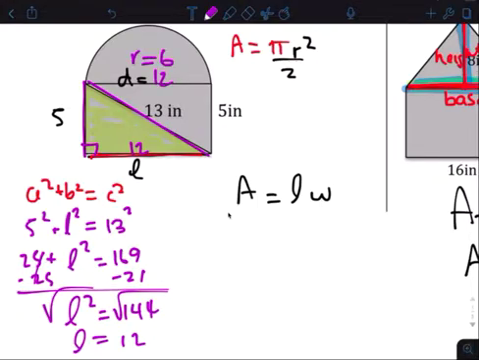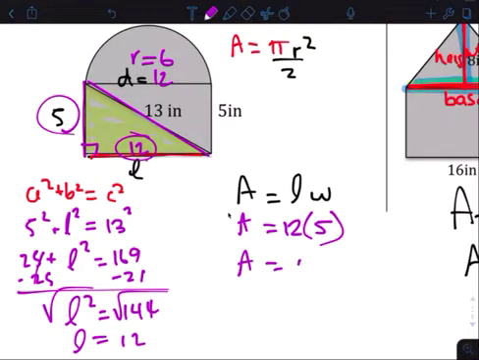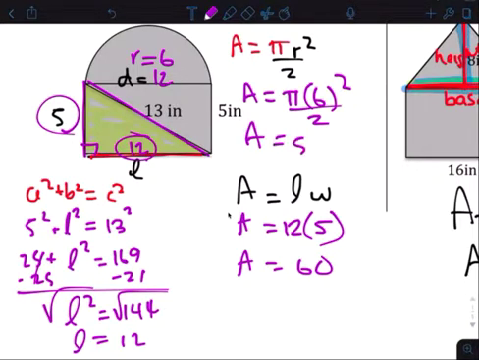Therefore, the radius is 6. So the length and width is 5 times 12, or 12 times 5, whichever way you want to look at it. So the area is 60. The area of the semicircle is pi times the radius, which is 6 squared, divided by 2. You need a calculator for this one. Pi times 6 squared divided by 2 is 56.5, rounded to the nearest tenth.